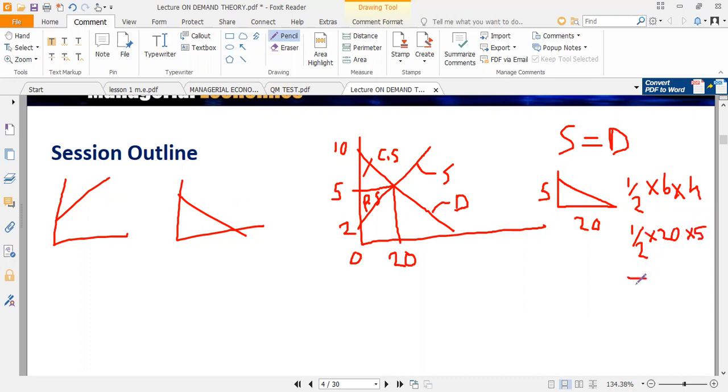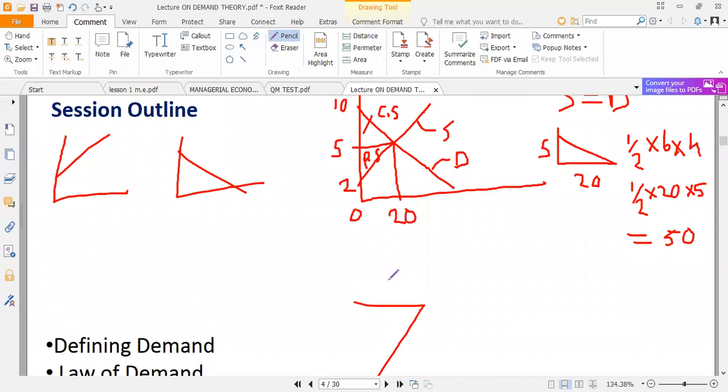So the consumer surplus will be what? 50. This is the area here. The figures that we just put arbitrarily, that's for understanding purposes. So this area which is down here looks like this. The distance from here to here is 20. The distance from here to here, 5 minus 2, it is 3. So this is called the producer surplus.